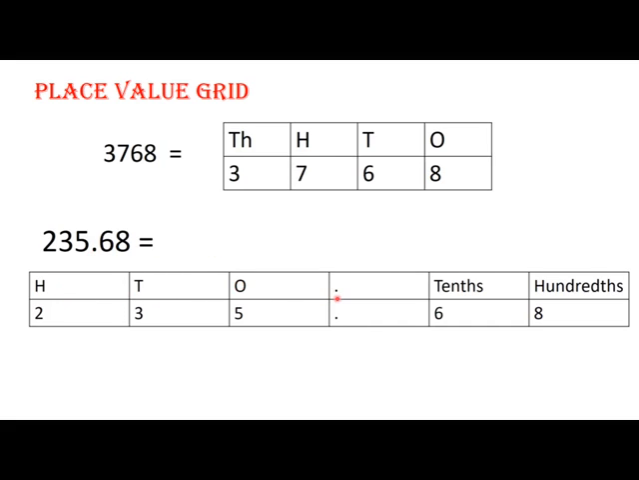After the decimal, the first place will be tenths place, that is 1 by 10. And the next one will be 1 by 100, that is hundredths place. After the decimal, the first value will be tenths place, and then hundredths, and then thousandths, and so on. No ones place after the decimal, that will be tenths place. So in tenths place 6, so I have written 6 here, and in hundredths place 8, so I have written 8 here.